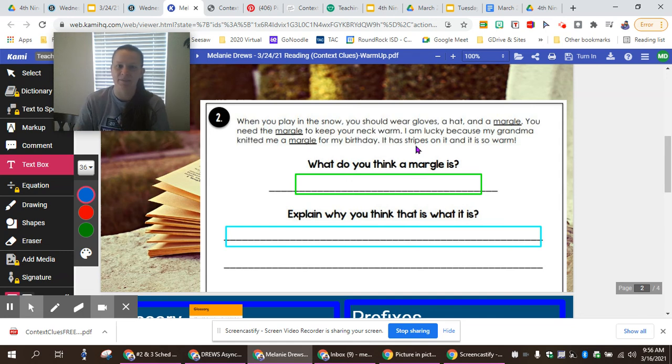All right. So remember, look at those clues. Okay. Make a good guess, maybe even substitute it in. Put your guess of what the word means in green. And then in the blue box, type what kind of clues from the text made you think that.